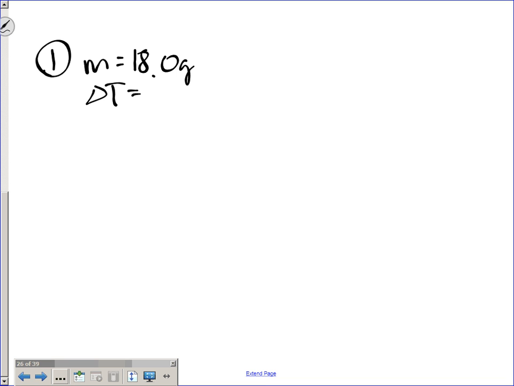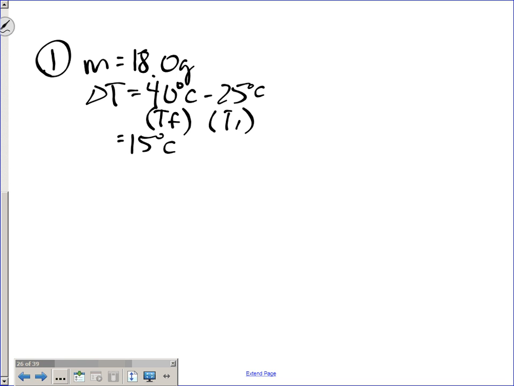So it's going from 25 to 40, so how do you do temperature change? Which way? Right, so T final minus T initial. So T final is the 40, T initial is the 25. It's going up, so it's going to be a positive temperature change, which means it's absorbing heat. So what is that, 15, right? Okay. Lindsay, what's next?